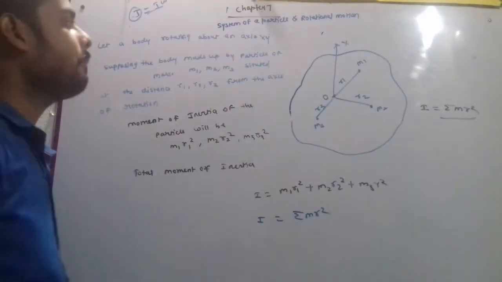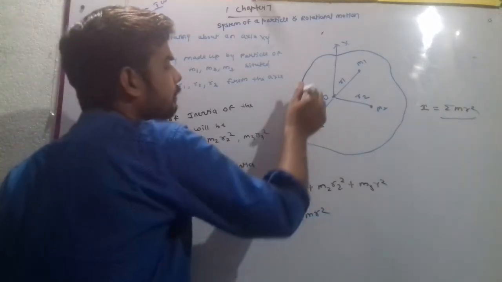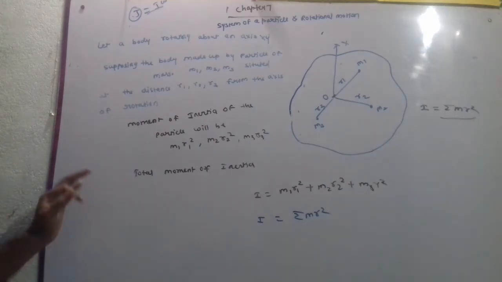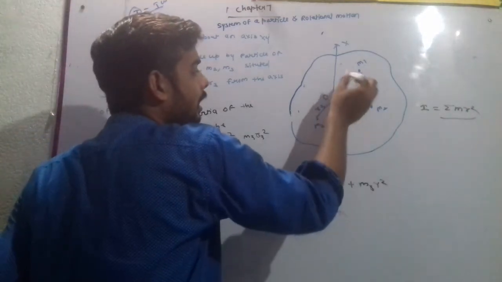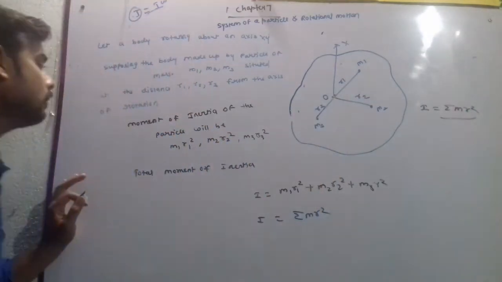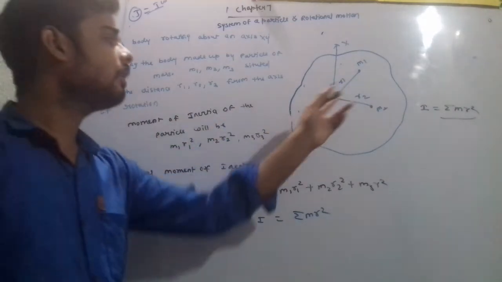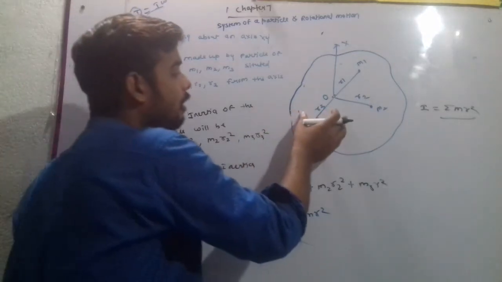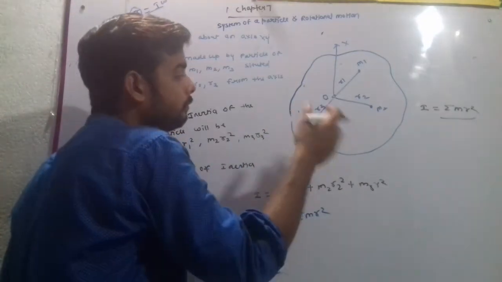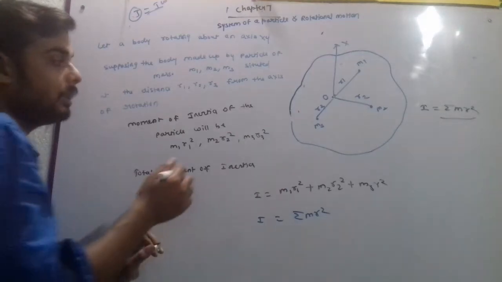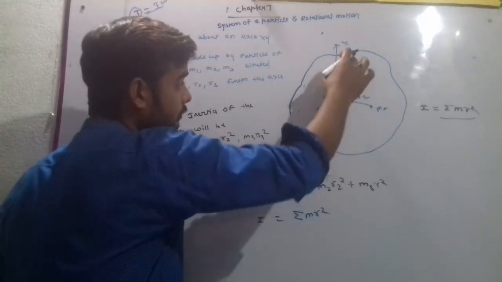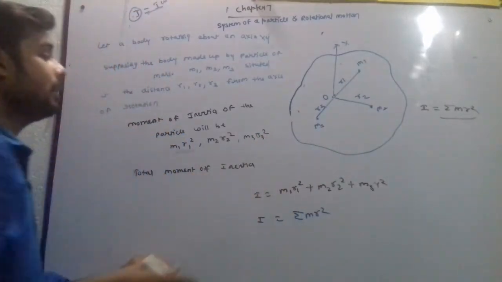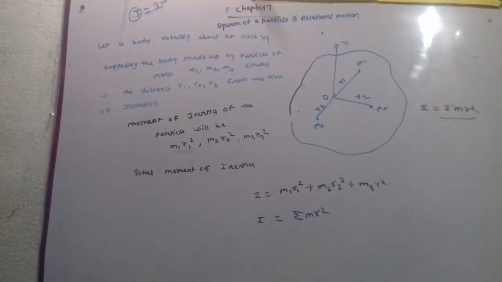The body is rotating. Suppose the body is made of the smallest particles, whose masses are m1, m2, m3, etc., and they are situated at distances r1, r2 and r3. So r1, r2, r3 are the distances from the axis of rotation. So the moment of inertia of the first particle, we know that moment of inertia is m r square, is m1 r1 square for the first particle, plus m2 r2 square for the second particle and m3 r3 square for the third particle.